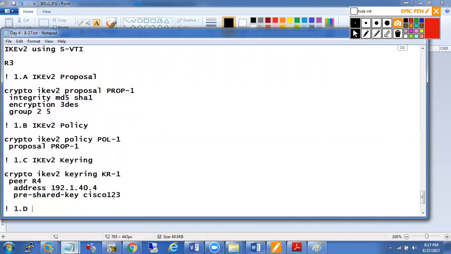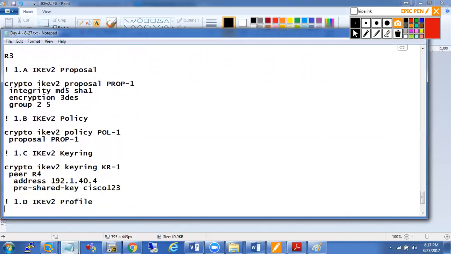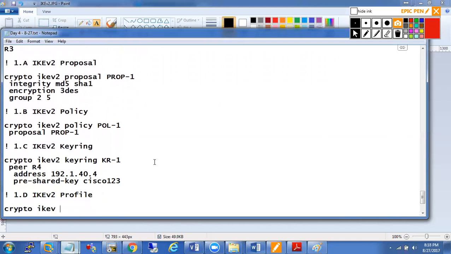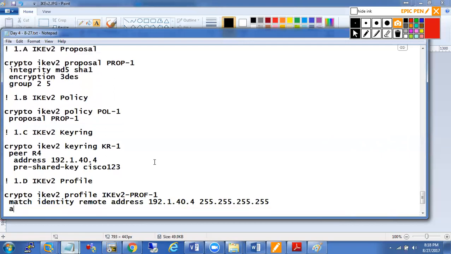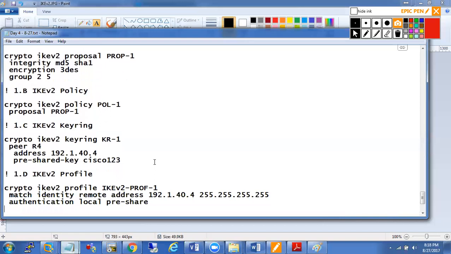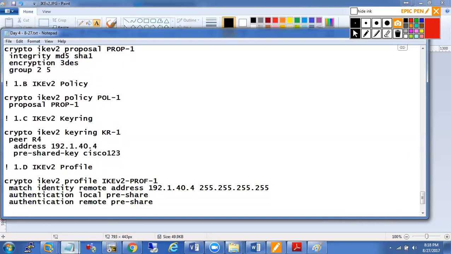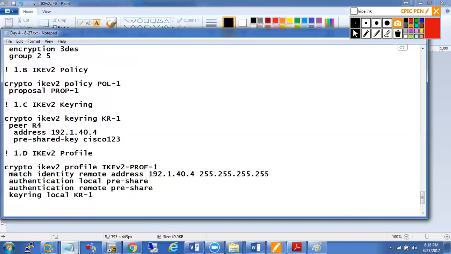And the IKEv2 profile: crypto IKEv2 profile, IKEv2 prop 1, identity, remote address is 40.4, authentication local is pre-share, authentication remote is also pre-share, keyring local KR1, and I'm done with phase 1.